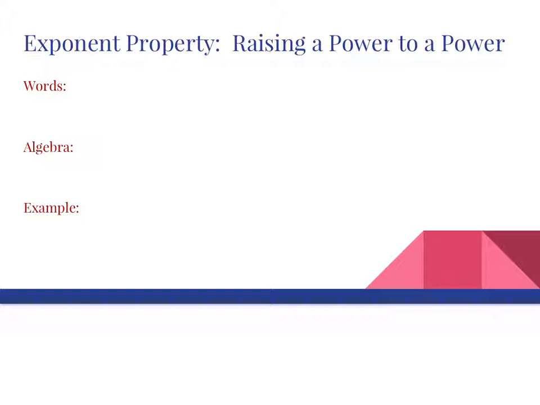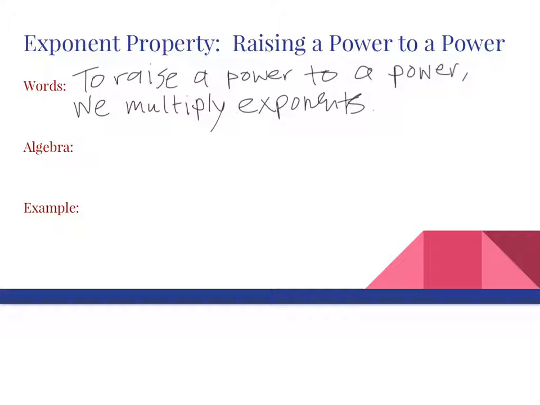Exponent property, raising a power to a power. To raise a power to a power, we multiply the exponents. As an algebraic formula, if we have a raised to the m inside the parentheses and n outside, we're going to multiply m times n, and here a does not equal 0.